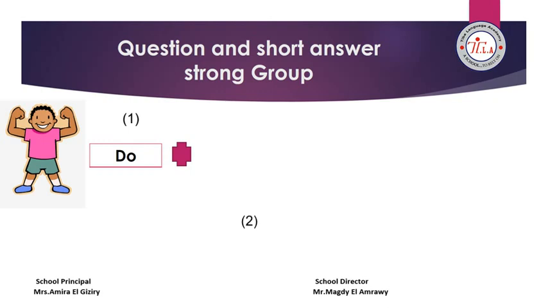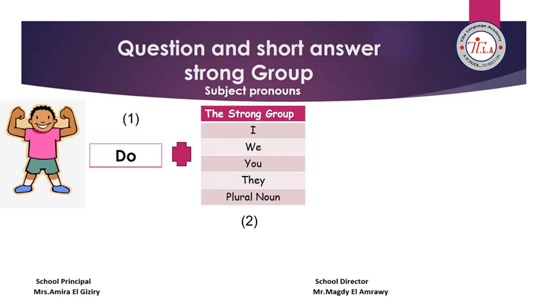Number two. You have to choose one from the subject pronouns from the strong group. Like what? Like I, we, you, they, or plural noun. So number one, start with do. Number two, choose one subject pronoun from the strong group: I, we, you, and they, plus plural noun.